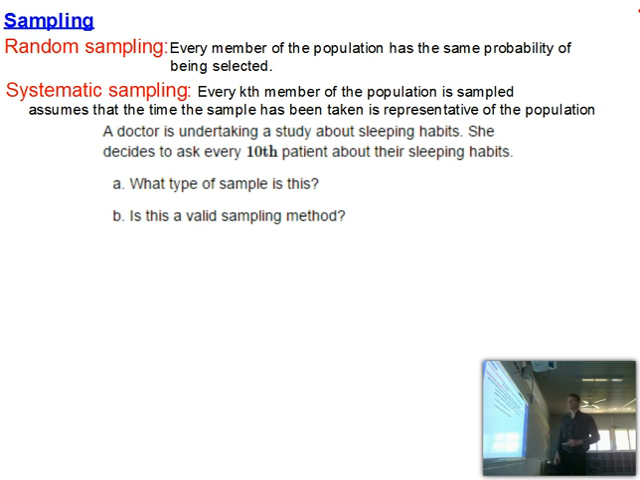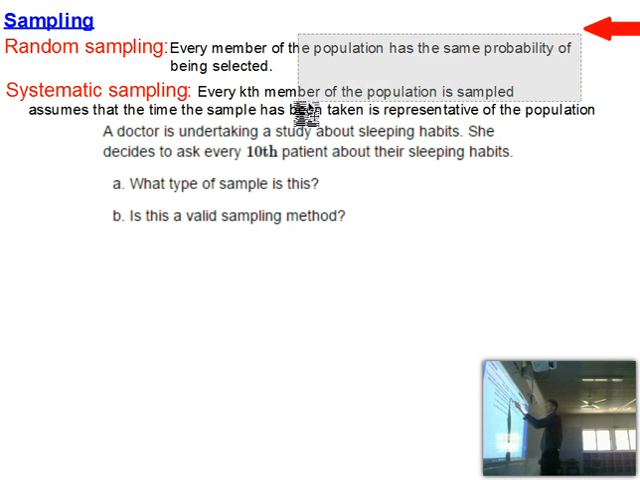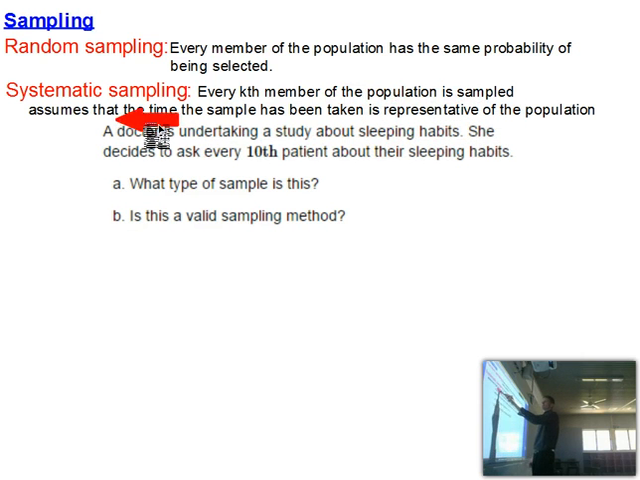Then there's systematic sampling. This is where a rule or some kind of procedure is used to select members from the population to be in the sample. In this case, the rule might be every kth member of the population is sampled, and that assumes, though, that the time that the sample has been taken is representative of the population. Now that's not always the case. The time at which sampling can occur can actually favor a particular niche of the population which is not truly representative.